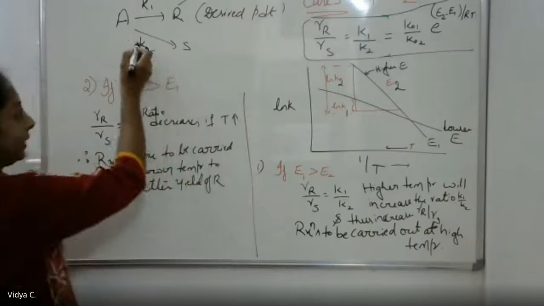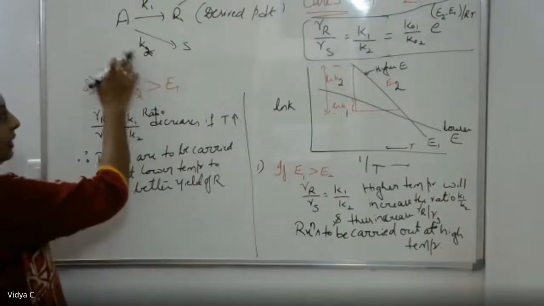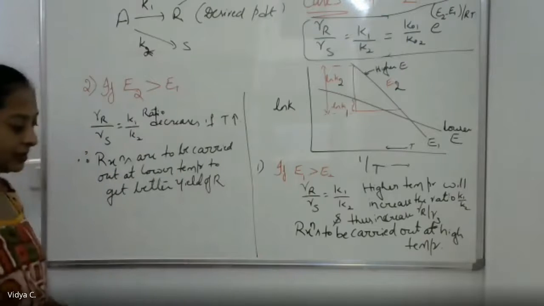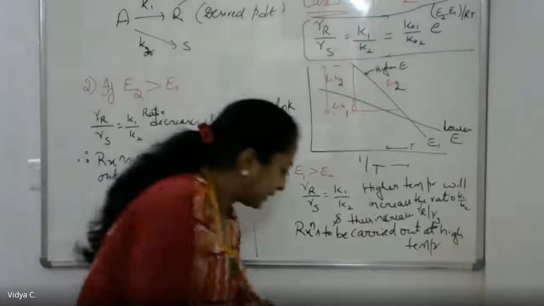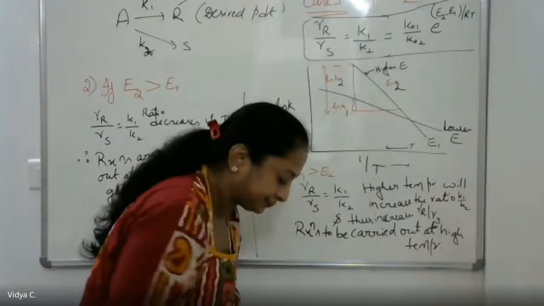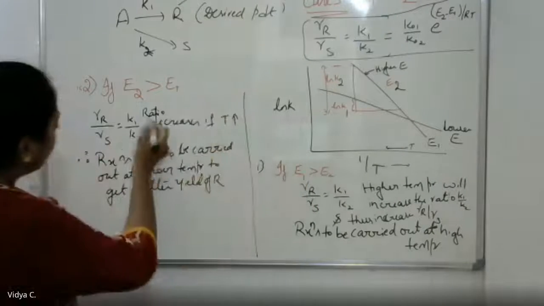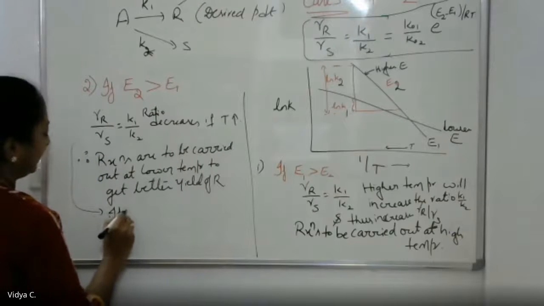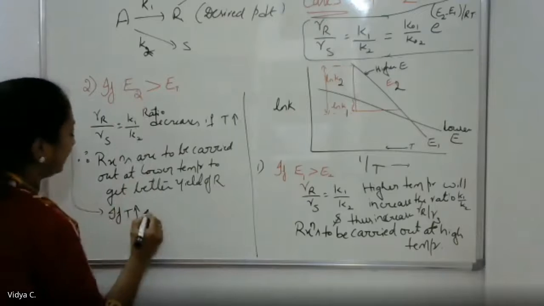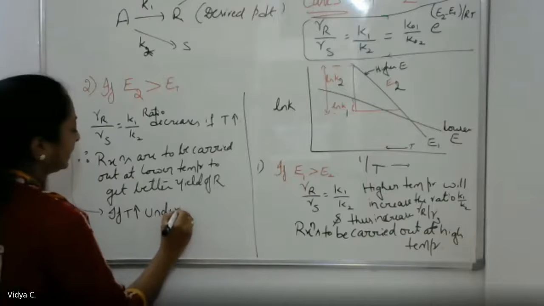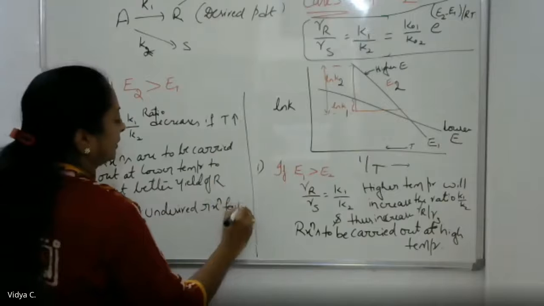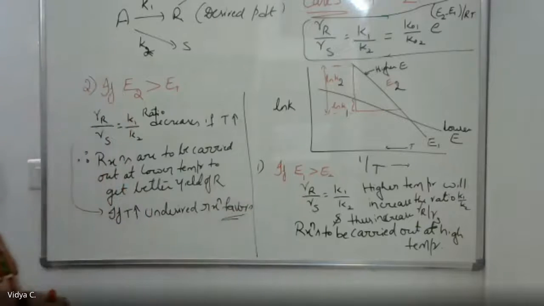So if higher temperature is there, this will have higher activation energy. This part will be favored, which is not required. So yeah, this is the conclusion. What else have I concluded? Let me check. For these cases, if T increases, the undesired reaction is favored. What is that undesired reaction? This part. If T increases, the undesired reaction is favored. Hope it's clear.